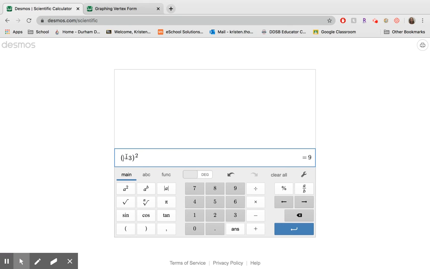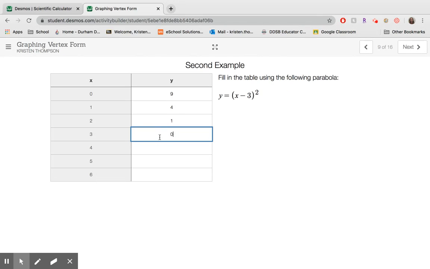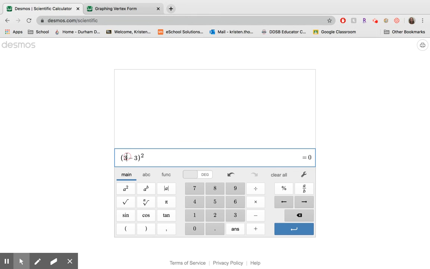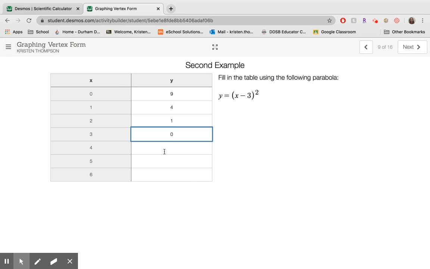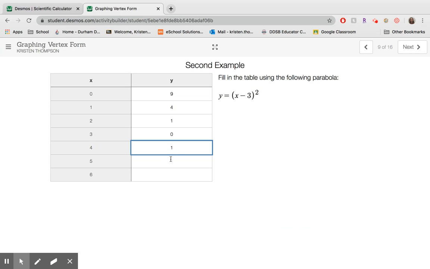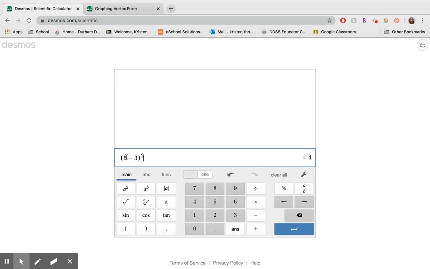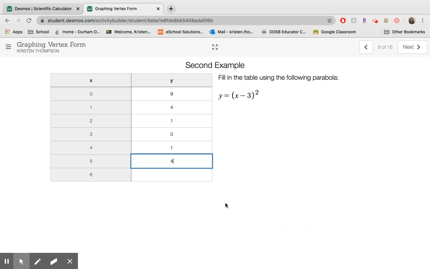Then I have 0 minus 3. Oh, not 0. 3 minus 3 squared is 0. Then I'll put 4 minus 3 squared is 1. 5 minus 3 squared is 4. And then our last one, let's put 6 in. And that's 9.